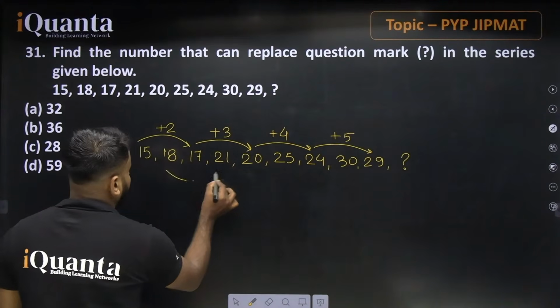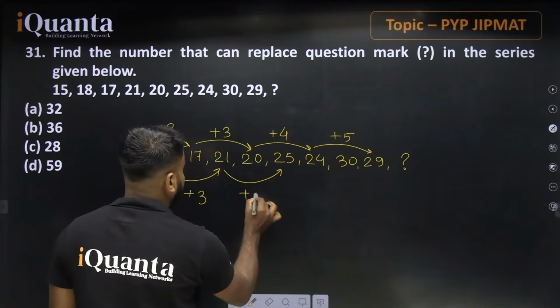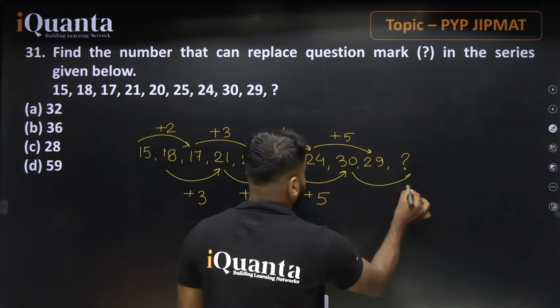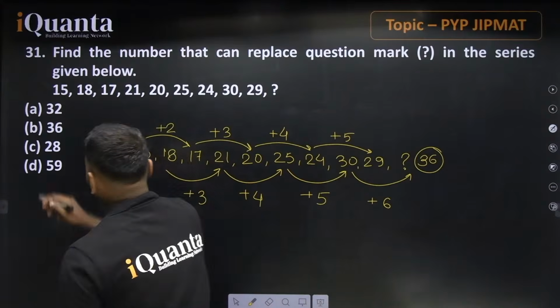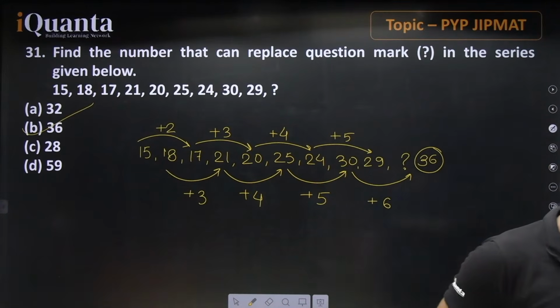Now if talking about the other series, here we have 18 plus 3, 21, 21 plus 4 will be equal to 25, and here we have plus 5, and the next value will be plus 6, that value will be equal to 36. So the correct answer for this is option number B. So this is the correct answer. This is how it will work out, correct?